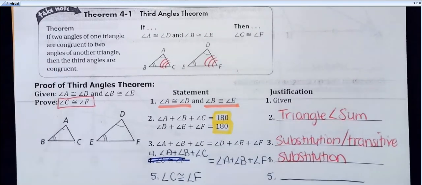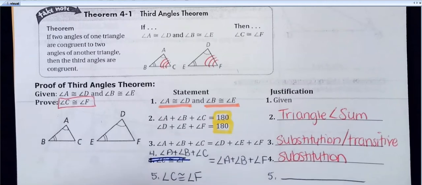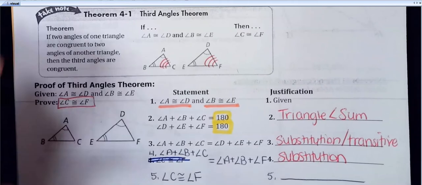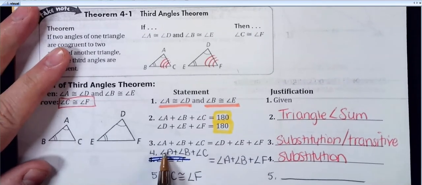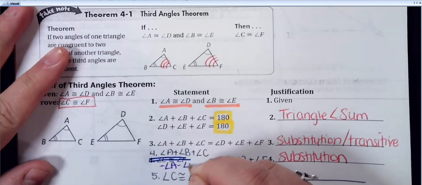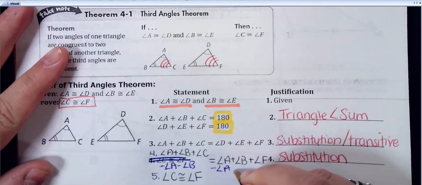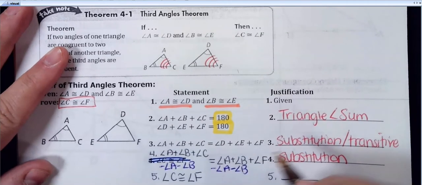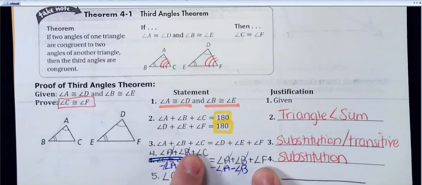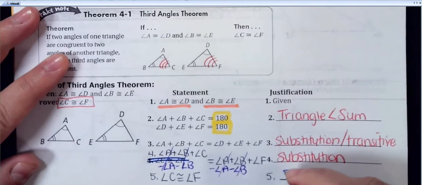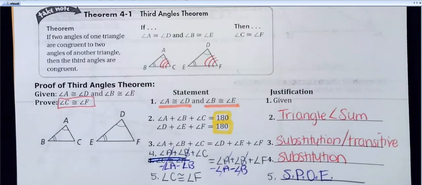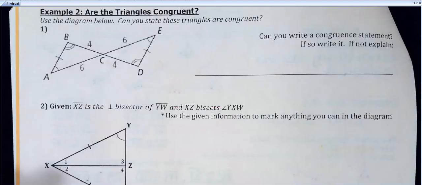And the last step, what we're trying to prove is that C and F have to be equal to each other. So all you need to do that, and I know this is a little weird, but both sides of this equation have angles A plus B. So if I subtract angle A, subtract angle B, if I do my subtraction property of equality, I have to do the same thing to both sides. That cancels those out and leaves you with C on the left and F on the right. So all I'm doing there is the subtraction property of equality, and that's the proof to show why that third set of angles has to be congruent.